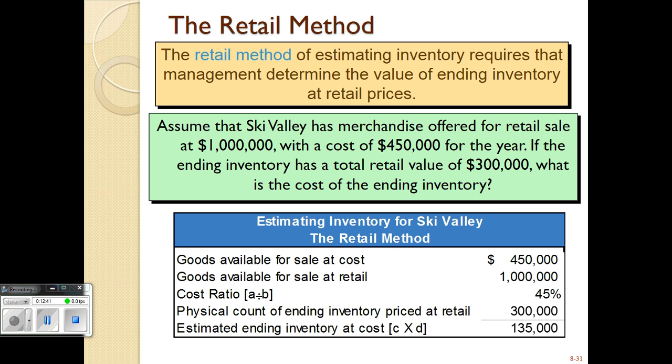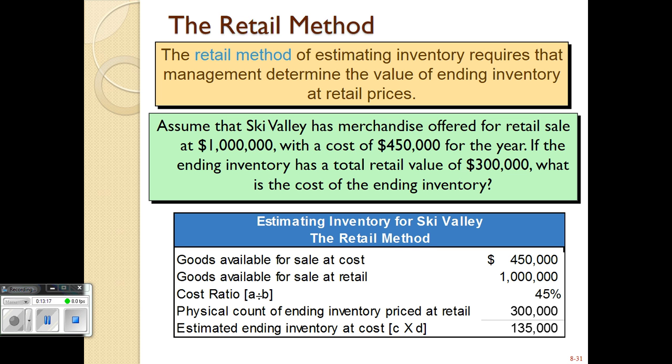Ending inventory has a total value of 300. What's the cost of that ending inventory? What I need to do is take the goods available for sale at cost, and usually, I think your book has it this way, they have it in a table type format. The goods available for sale at cost is 450 grand. Goods available for sale at retail is $1 million. So my cost ratio is 45%. Keep in mind that means that my gross margin is 55% because of the complement.